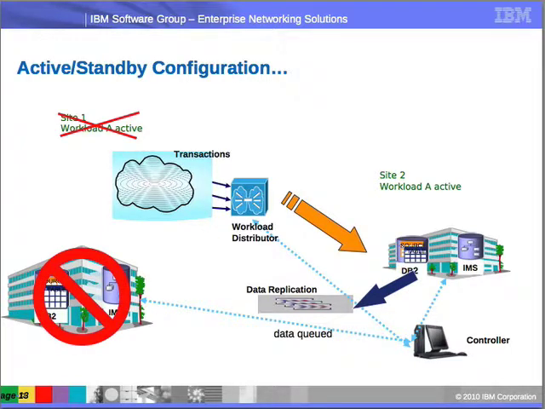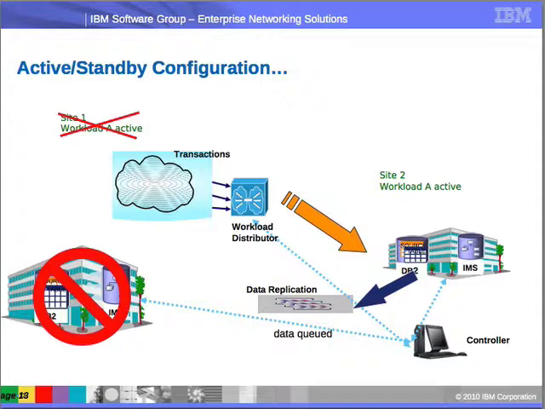So now if you go to the next slide, in the event of either a workload failure, if all the servers on workload A were to fail, or the site itself were to fail for some type of disaster, at that point the workload distributor can be notified and route all workload transactions over to site 2. Since we had been doing software-based replication, the data is over there, the database is over there, so we can pretty much switch over immediately to site 2 and run workload A over there.